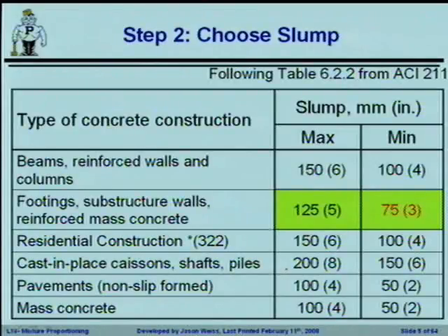The second step in the process would be to choose a slump. As mentioned, this is a footing, a foundation wall, so it would be in the second row, and between the two columns we could see that we would be targeting a slump of somewhere between 3 and 5 inches. I will simply select the 3-inch, although this obviously is going to depend on what?